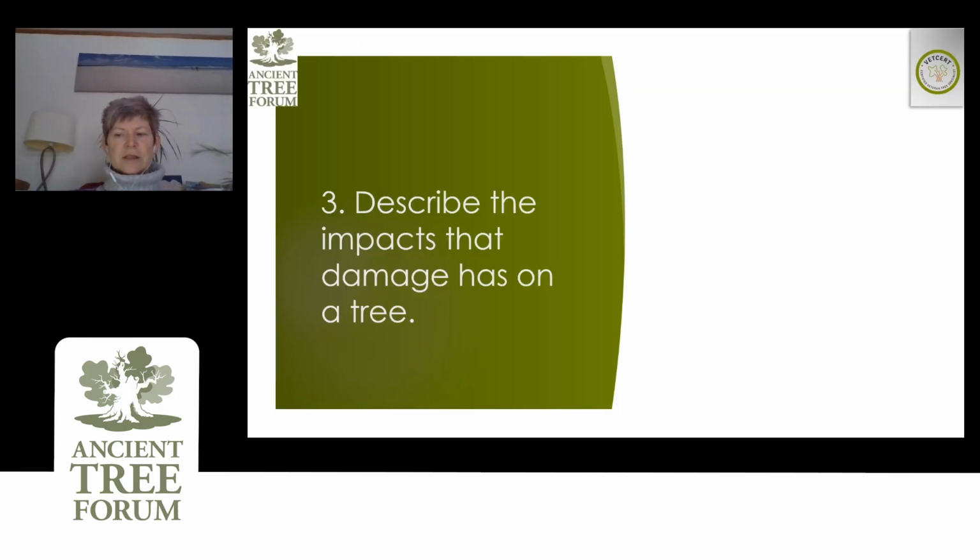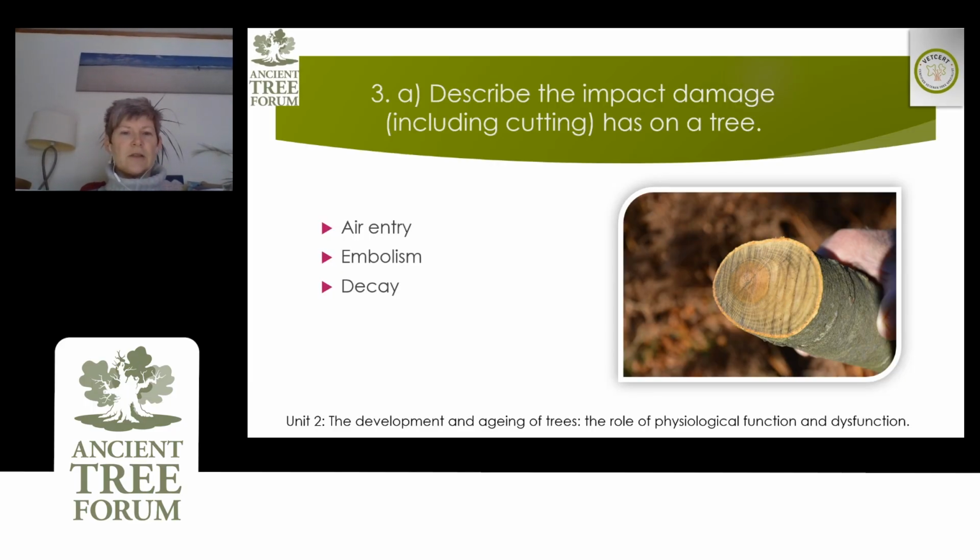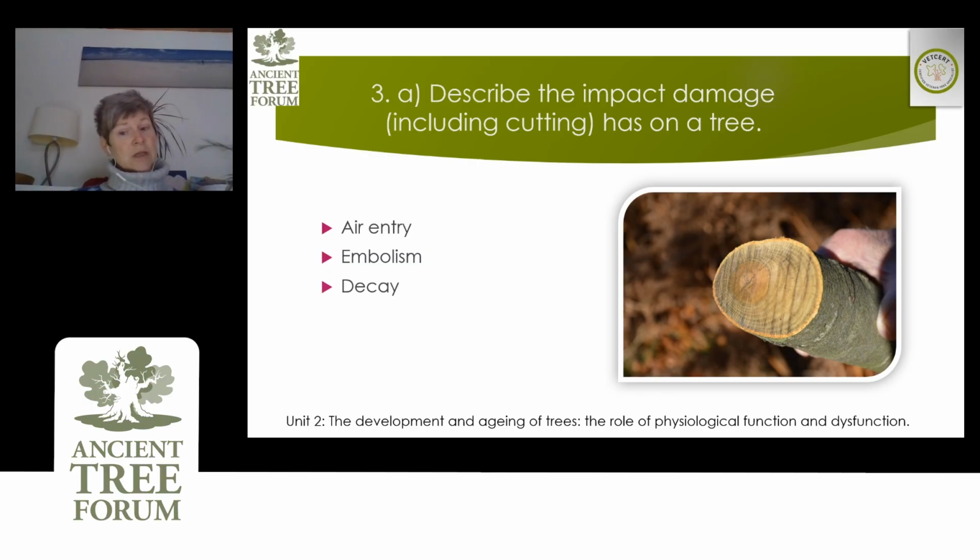Then the third part of this is about describing the impacts that damage has on a tree, and that's divided into a couple of sections. So this is about including cutting, so pruning. We understand that pruning is a form of damage on a tree. It's about the entry of air, the creation of air bubbles inside, and decay. That can be the consequence of work, and how much you cut off of a tree, and larger pruning wounds should be avoided, but sometimes in veteran tree work, larger wounds may in fact be the right thing to do for various reasons, but understanding what the impact of that might be is important.